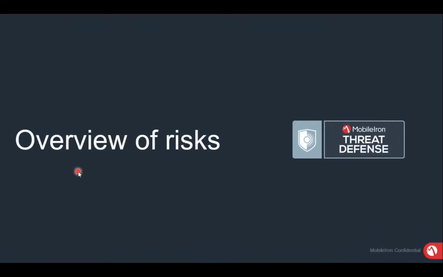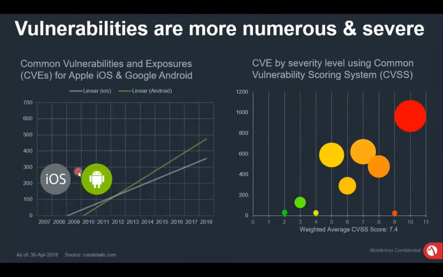Okay, so let's see the risk overview. Currently there are common iOS operating system level vulnerabilities and Google Android level vulnerabilities. These are the stats until 2018, and this is the CVSS scoring system as of now.